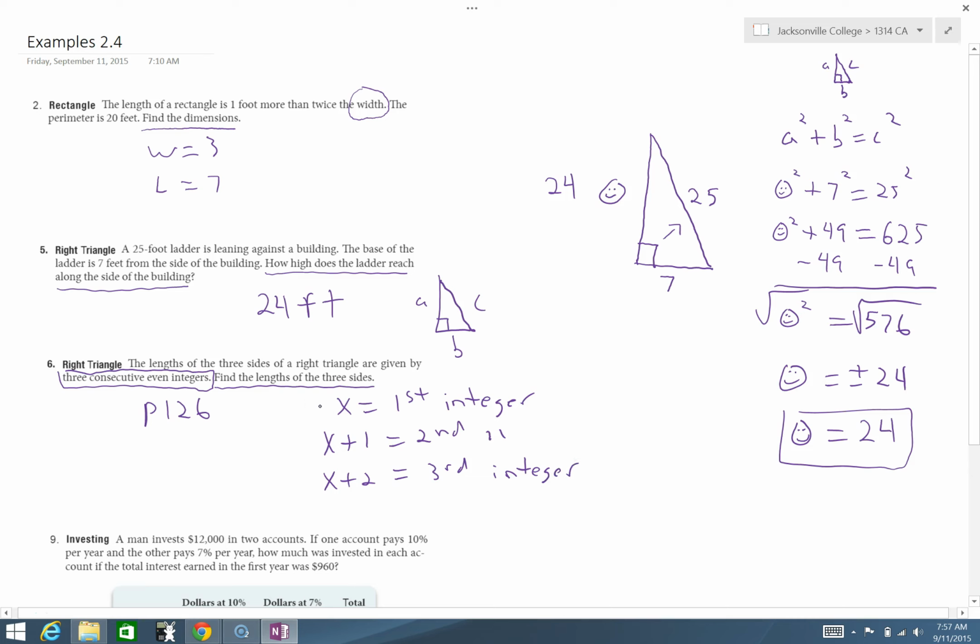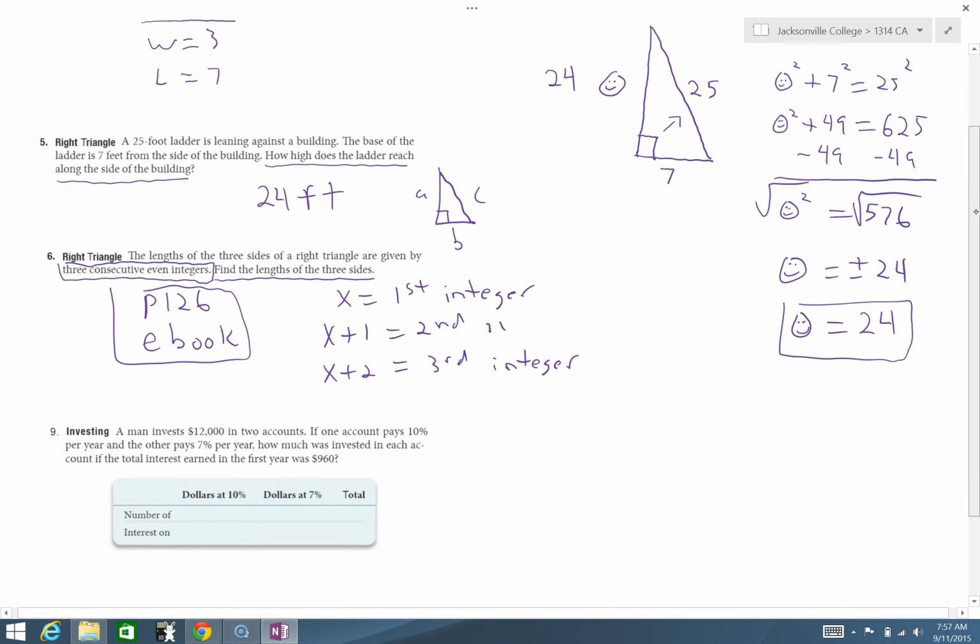Check out from your ebook, check out page 126 and it will show this problem completed. You have one very similar to it on your assignment.